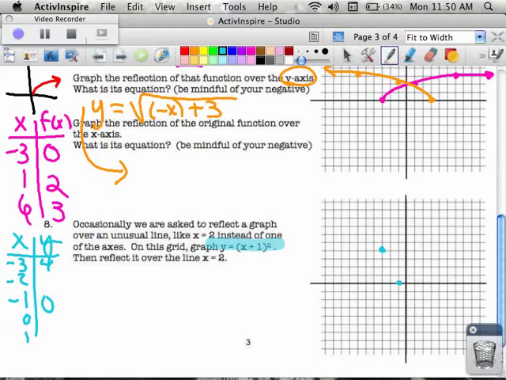-2 plus 1 is -1 squared. It's +1. And then if I put in a 0, out pops a 1. And if I put in a 1, out pops a 4, because it's symmetric. So that's one of the cool things, that you can see that as you start plotting points.